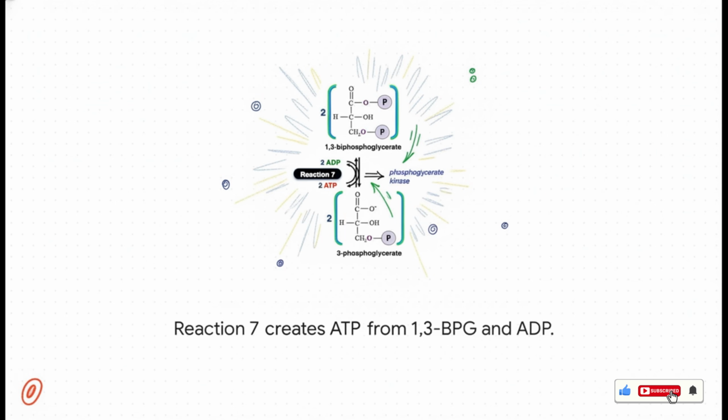The enzyme reaches in, snaps the phosphate off carbon 1, and sticks it onto an ADP molecule. What's left is a 3-carbon molecule with only 1 phosphate remaining on carbon 3. Because this reaction happens twice for every glucose molecule, we generate 2 ATPs here.